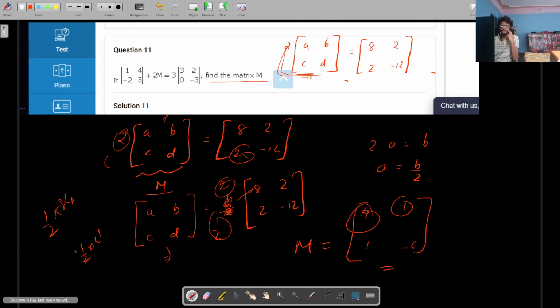Same thing for this 2. And 1 by 2 into minus 12: 2 sixes are 12, so minus 6. That's why I wrote a minus 6 here. So you should be careful about which number is multiplying, whether the inverse of the number is multiplying or the number itself is multiplying. This is very important and very simple as well. I don't think you have any doubts regarding this part, right?